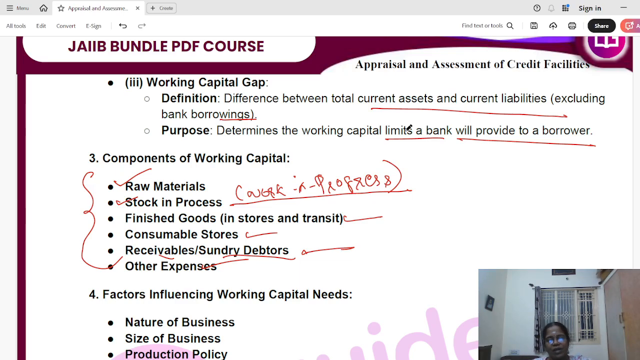When it reaches the final consumer, what other expenses are there, who are all the receivables and sundry debtors, and other expenses will be there. Everything is a component of working capital. The banker should check whether these components are working effectively or not in order to achieve the profitability of a business. Once the business makes a profit, only then can they repay the loan amount. So these are cyclical fluctuations.